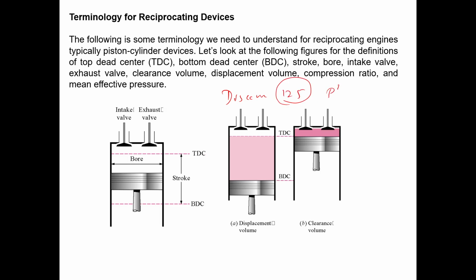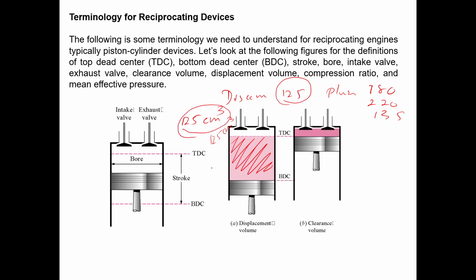Let's say Pulsar 180 or Pulsar 220. Let's say 135. You are familiar with these terms now? What does this mean? For example, Discovery 125 means this displacement volume is 125 cubic centimeters. That means the engine used in that bicycle has a displacement volume of 125 cubic centimeters.